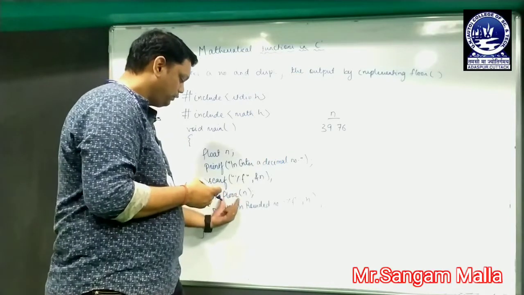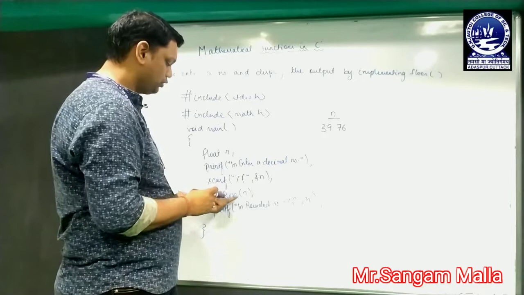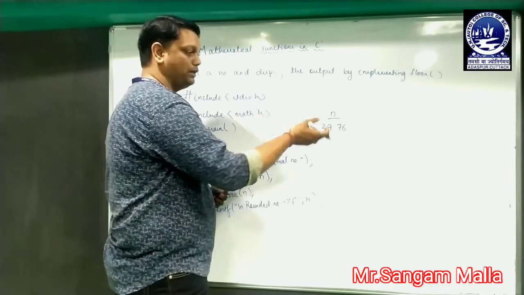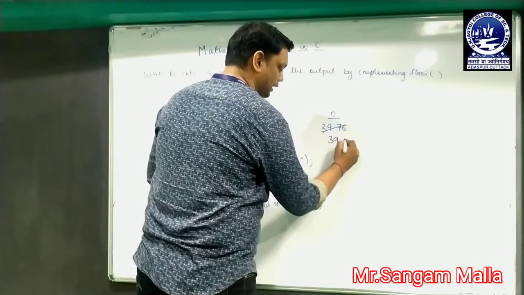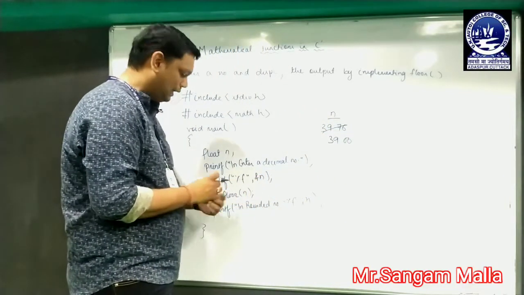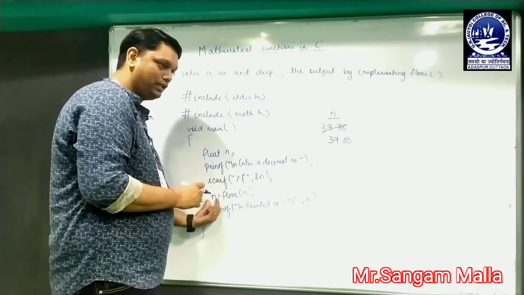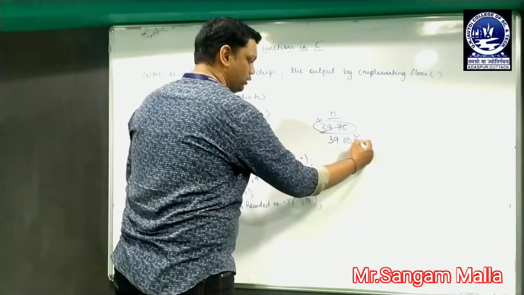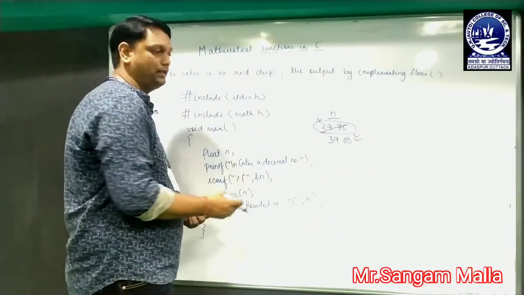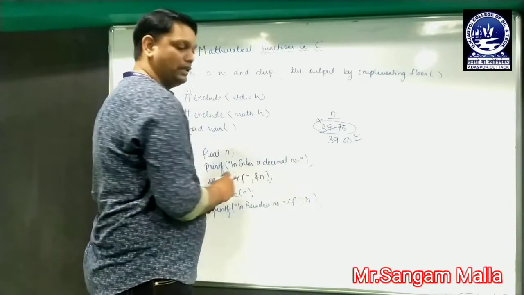Whenever I write floor of n, n has the value 39.76. So 39.76 will be rounded off to its lower number, which means it will become 39.00. And as we have stored the rounded off number in the same variable, the value of n will be changed and the new rounded number will be updated in the variable n only. So n will have the value 39.00.